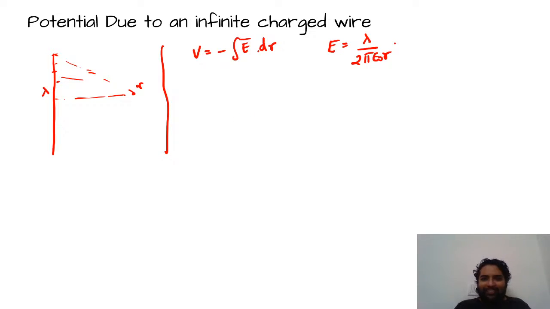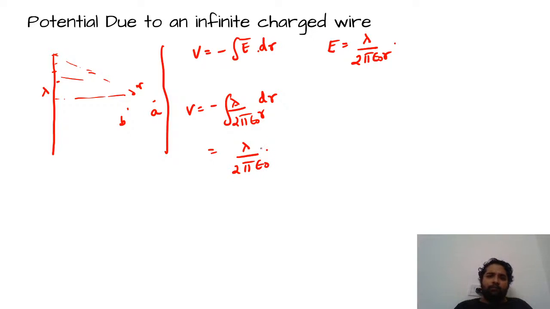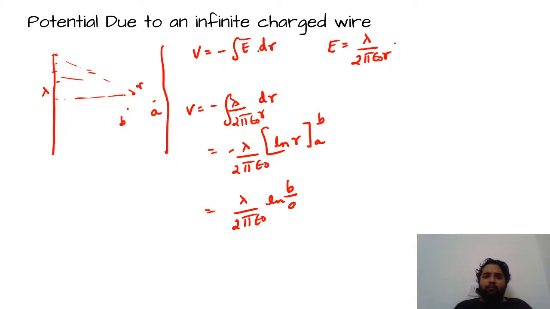Got it? So this is the same formula I will apply now. Infinite charge from a particular point to a particular point. If you want to bring it from A to B, we can directly write potential difference will be equal to minus integration of E dot dr, which is equal to lambda by 2 pi epsilon naught into r dr. So simply cancel this, you'll get lambda by 2 pi epsilon naught into ln r from A to B. So this will give lambda by 2 pi epsilon naught into ln b by A is the potential difference. Getting it?